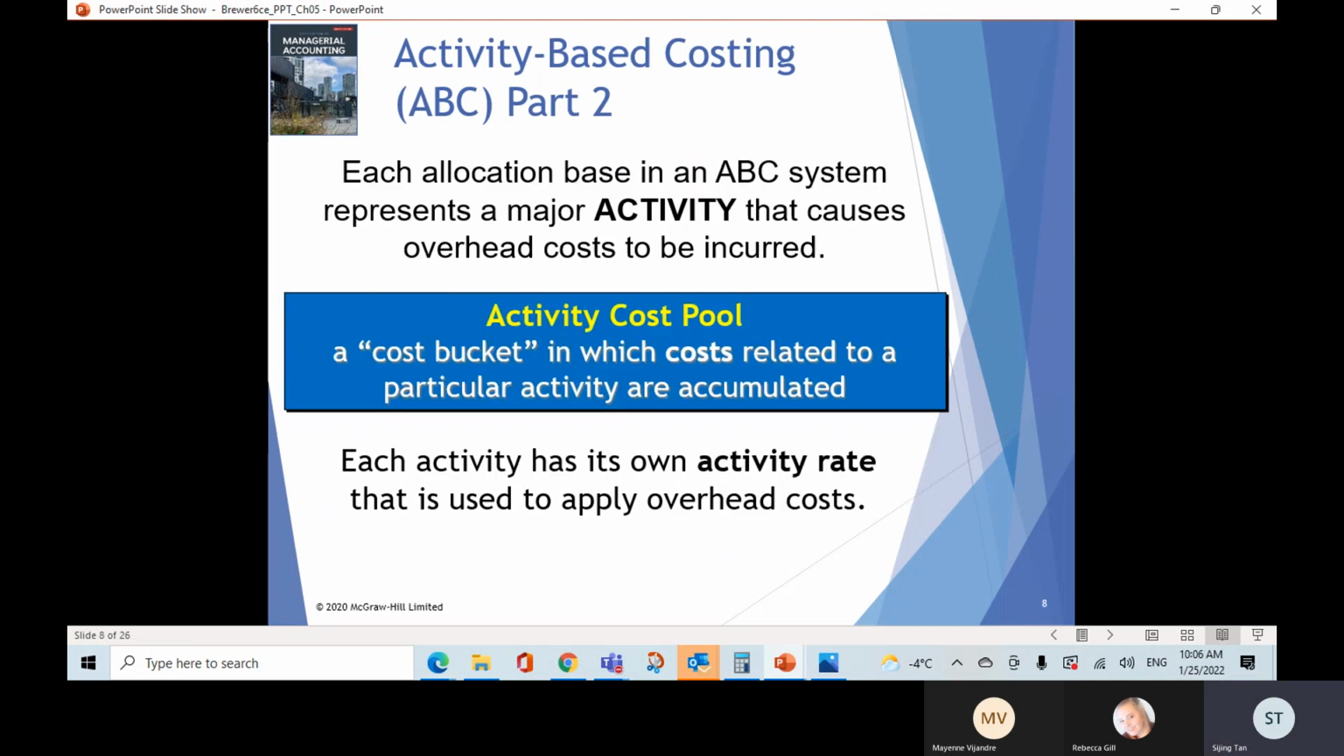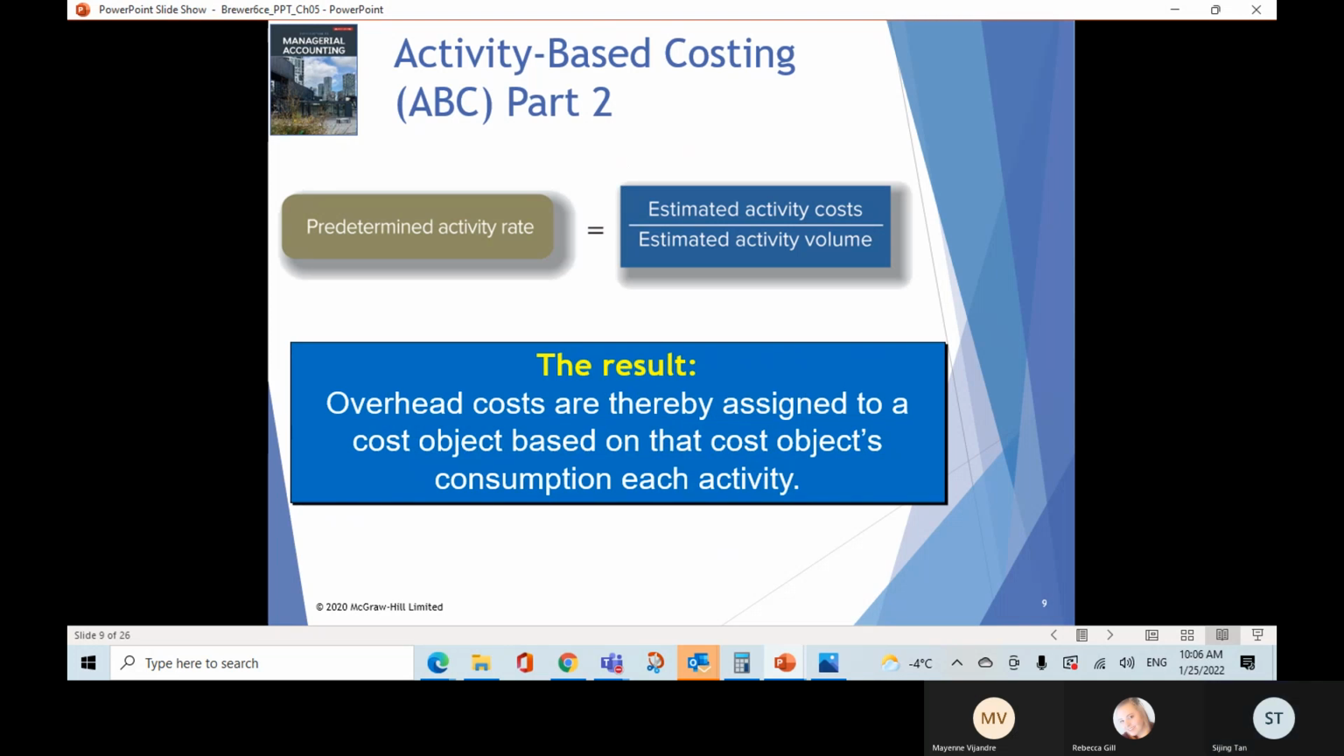So activity rate is a predetermined overhead rate in an activity-based costing system. Each activity has its own activity rate. Taking each activity in isolation, this system works exactly like the job order costing system that we talked about yesterday. A predetermined overhead rate is computed for each activity and then applied to jobs and products based on the amount of activity consumed by the job or product.